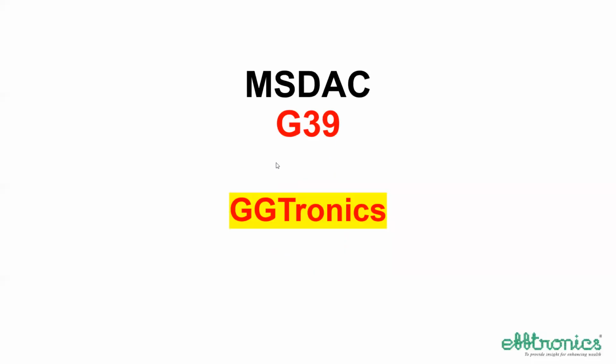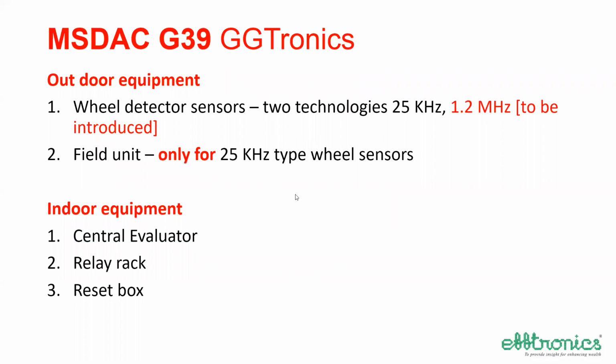CELs. 5th one is for Digitronics. Digitronics also, just like the other one, 2 out of 3 logic. So wheel detector sensors are there. There are 2 technologies for it, outdoor equipment. 25 kilohertz normal one, which is used by the CEL. The other one is like Frosher. They have also developed this 1.2 megahertz. They have not yet introduced it. Maybe 4 or 5 months they may take.